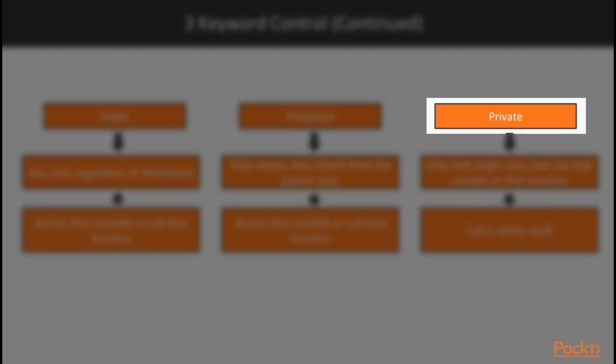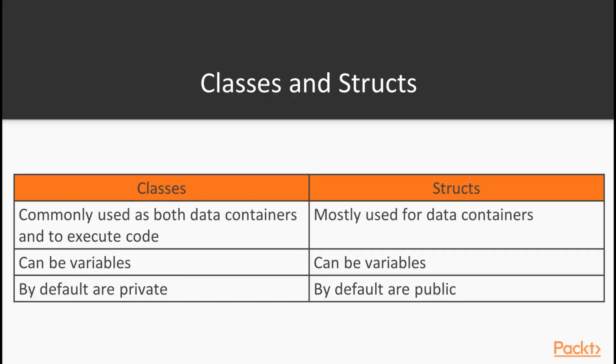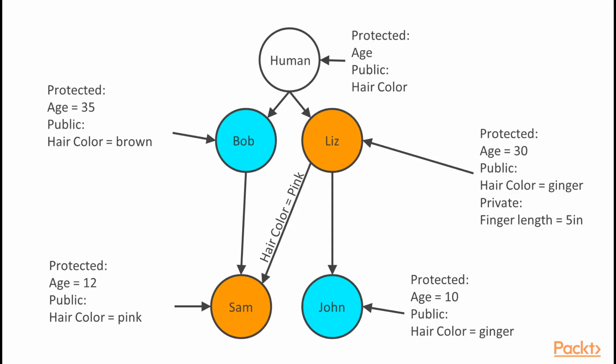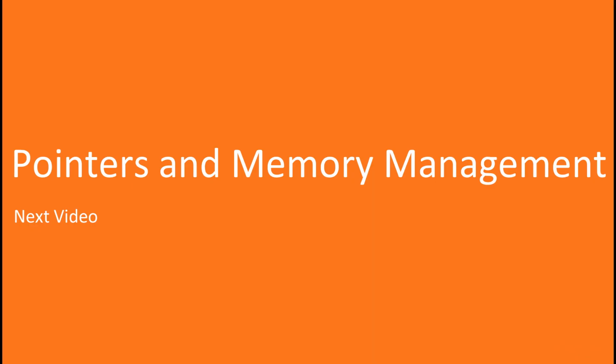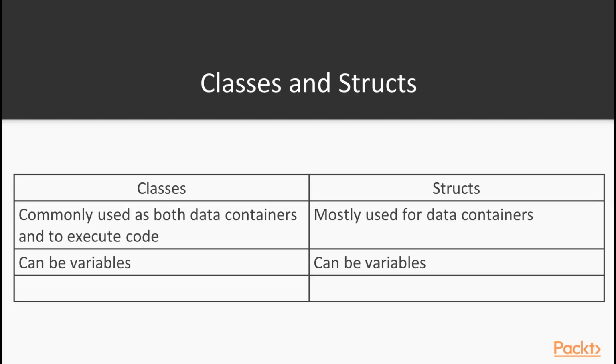By default, classes have variables and functions set to private and must be specified to be public or protected. Classes and structs are the two main types of data that game programmers use. Structs are mostly used for data containers compared to classes, which are used to both hold data and execute code. You can create a variable that uses the type struct or class, thus creating your own custom variable. Structs by default are public, while classes are private by default.